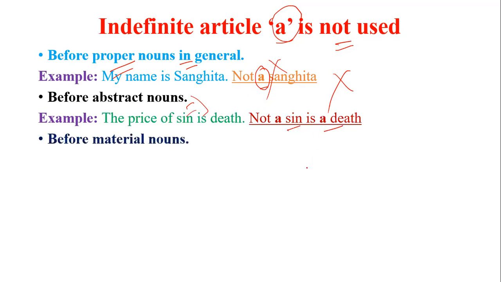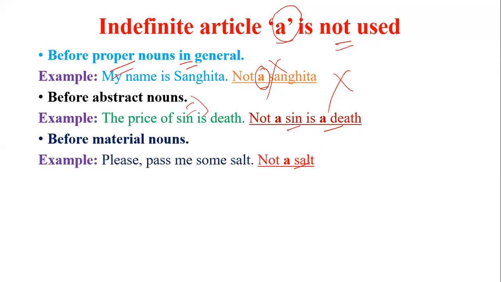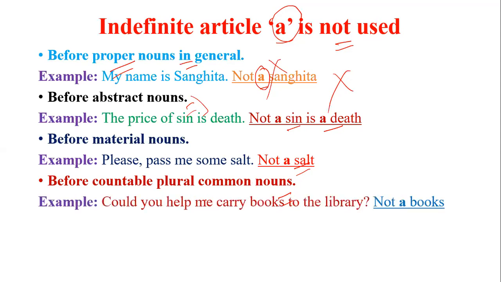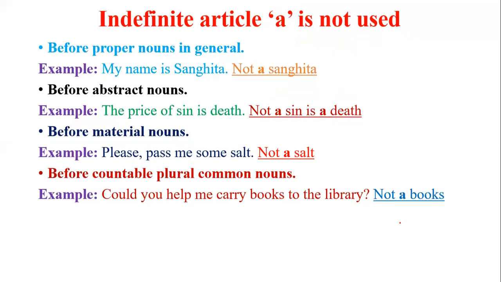Then before a material noun, because a material noun is not countable, we can't use it before material nouns, like a salt and so on. Then before countable plural nouns. Yes, there are countable common nouns, but these are plurals. We can't use it before them. Like, look at this: Could you help me carry books to the library? We can't say a books.